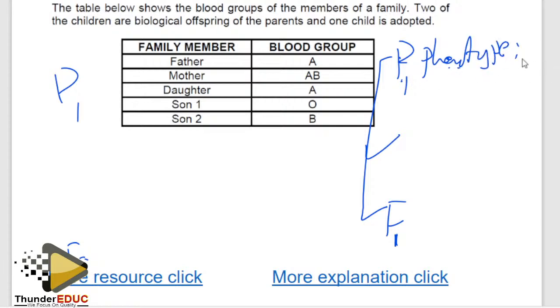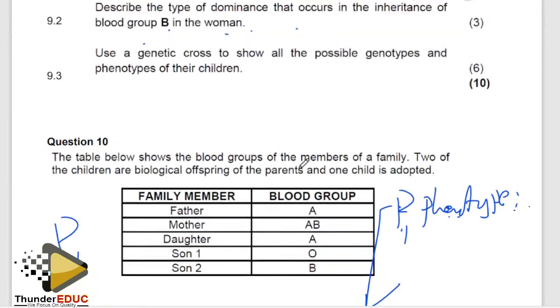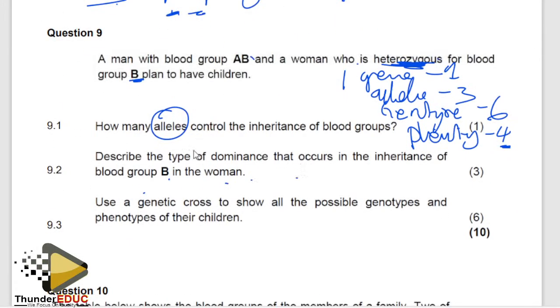Yes, you tell us. The phenotype is always obtained from the question. Check here. Because these 3 marks, if it is 6 marks, 3 marks are free. You understand? Use the genetic cross to show the possible genotype and phenotype. But what did they say? They said a man who is blood group. So you say a man of blood group AB times a woman of blood group B.